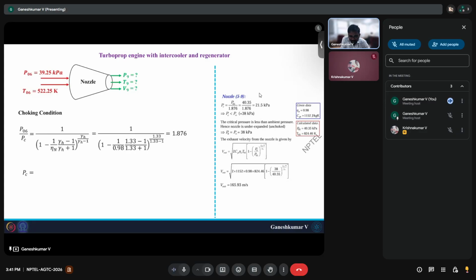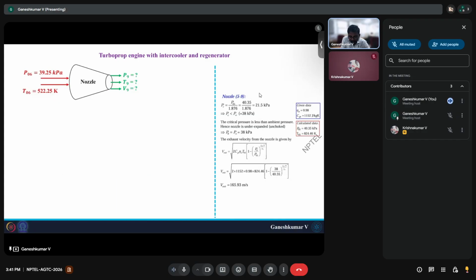All right, so the temperature and pressure at the inlet to the nozzle are 39.25 kilopascal and 522.25 Kelvin. From the choking condition, you can find the critical pressure, which is around 20.92 kilopascal. This is less than the ambient pressure, which is 38 kilopascal. So it is typically expected that in a turboprop engine the nozzles are unchoked. Okay, and therefore the exit pressure is equal to 38 kilopascal.